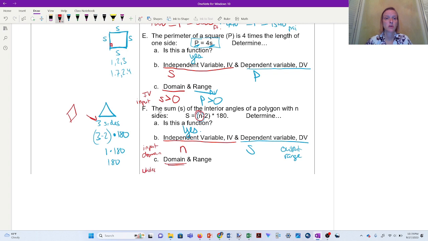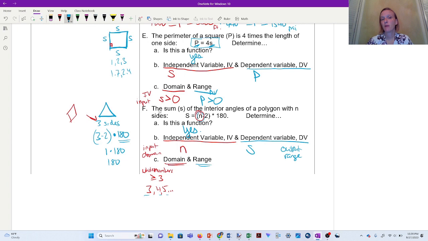Whole numbers greater than or equal to 3. And so you could just express this as 3, 4, 5, and so on, continuing the pattern for our domain. For our range, on the other hand, these are our output values. But we can't actually have any old output value because we have very specific input values that we can put into the equation. No matter what we do, our output values are going to be multiples of 180.